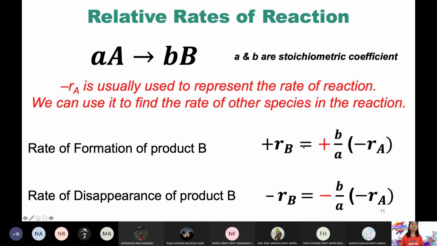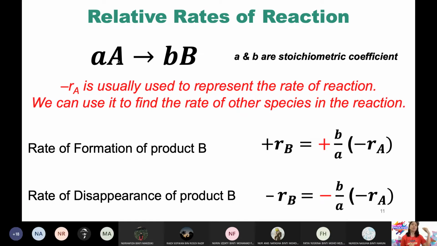Tapi macam mana kita nak kira? Okay. It is based on the stoichiometric coefficient. Okay, stoichiometric coefficient tu apa? Stoichiometric coefficients are the numbers in front of your chemical species in your chemical equation. So kadang-kadang kamu perasan dalam chemical equation dia letak 1A menghasilkan 2B. So that 1 and 2 is your stoichiometric coefficient.